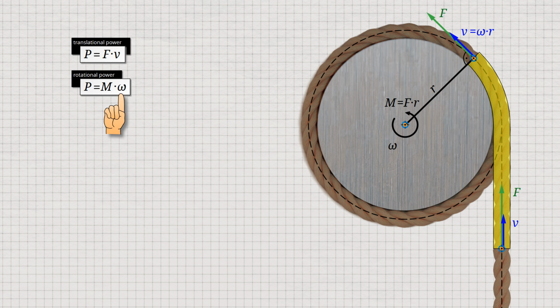The strength of this motion is described, so to speak, by the force in the case of translation, and by the torque in the case of rotation. The product of both quantities gives the power of the translational or rotational motion.